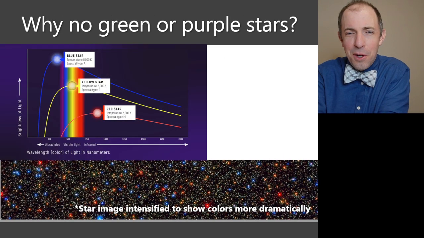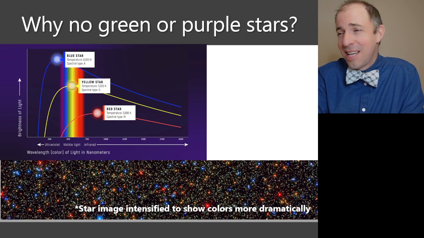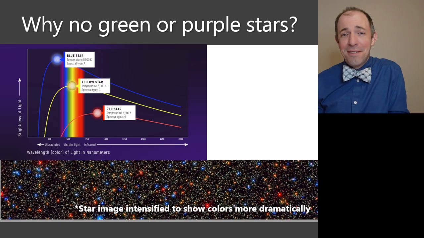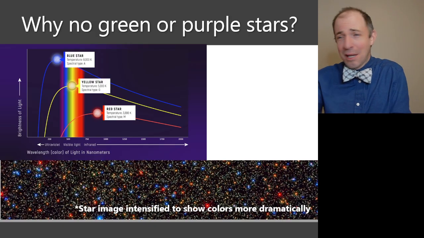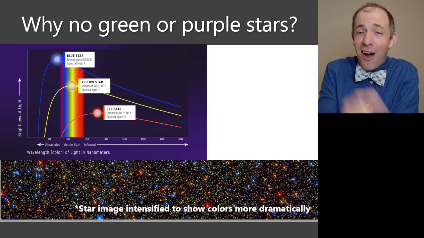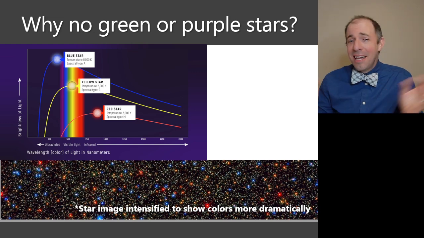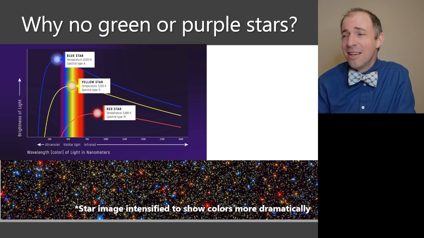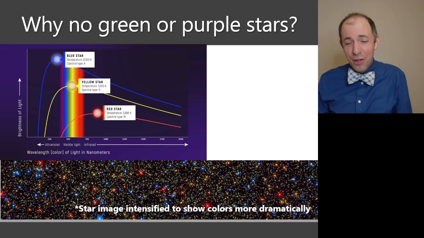You'll notice there that there were no green or purple stars that show up. That is often a question that happens. Like, why don't we see that? Turns out our sun, the maximum wavelength, is actually squarely in the green. So why doesn't our sun look green?